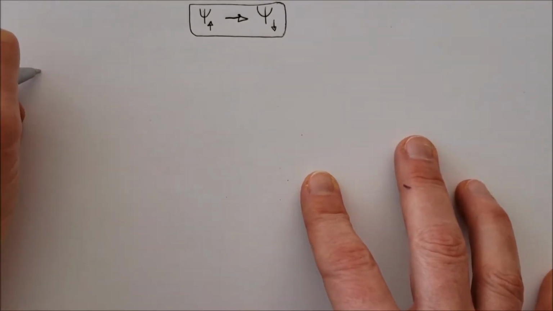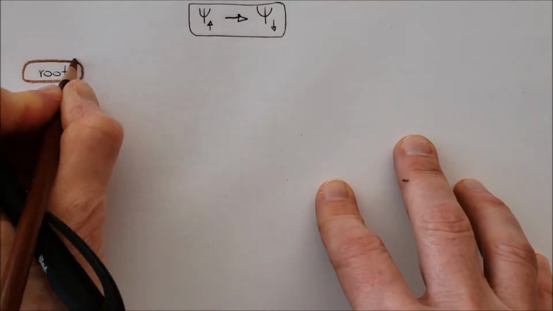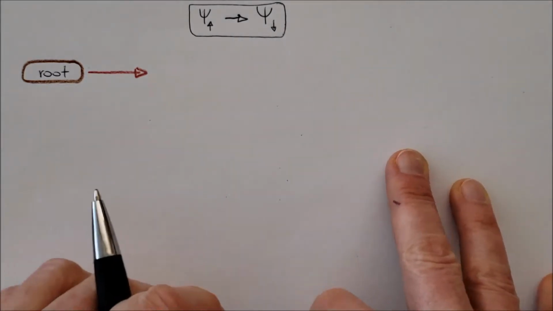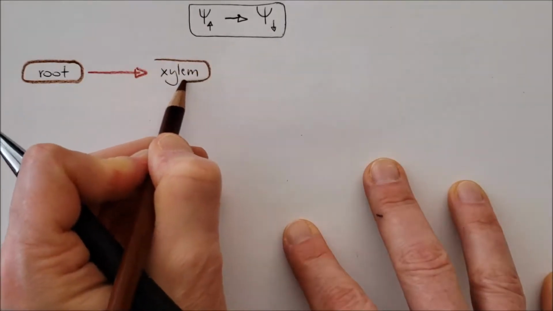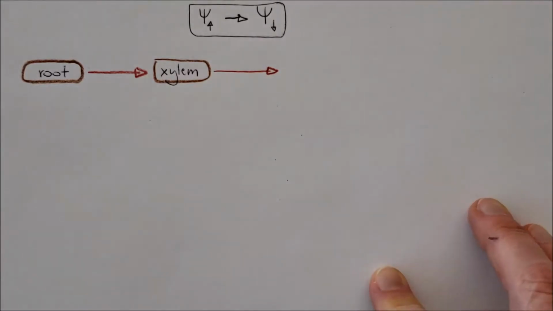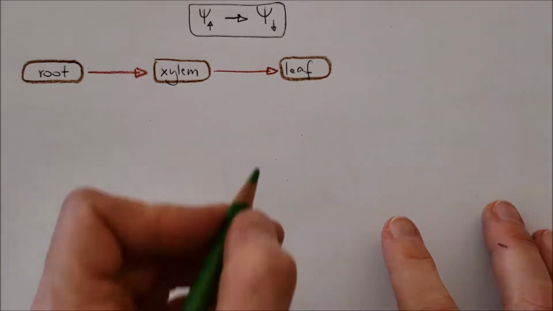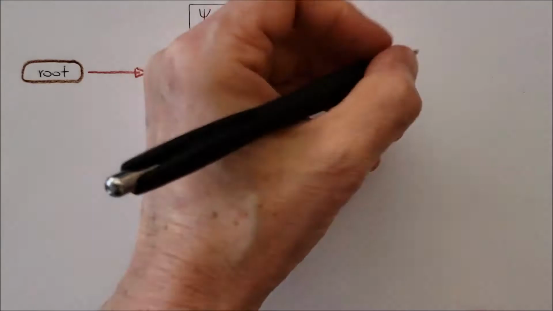So the plant has the root, and the water moves in the stem through the xylem into the leaves, where it is used as the electron donor for the excited electron that is going to be passed on the electron transport chain from the chlorophyll.